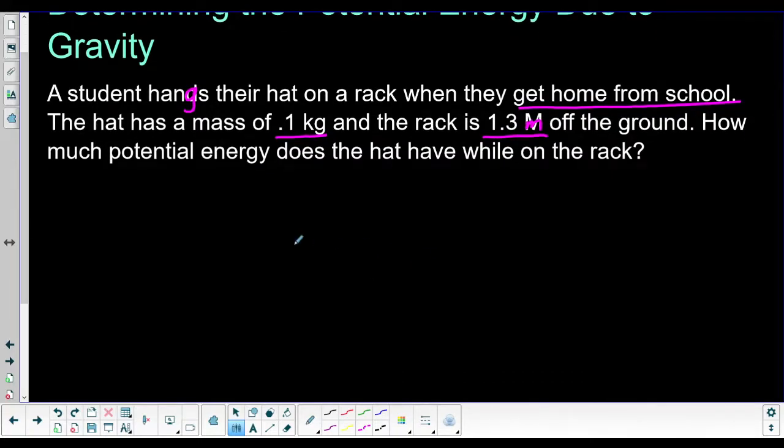All right, so let's look at this system. We've got our hat rack. It's got some hooks on it.